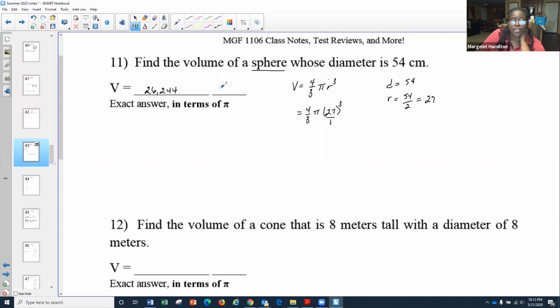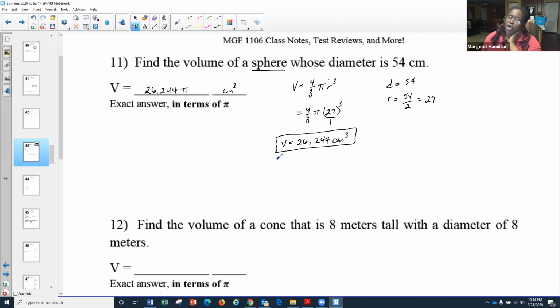So we're talking, oh, don't forget my pi. You're right. Thank you. 26,244 pi, and then centimeters cubed. And there's our response.